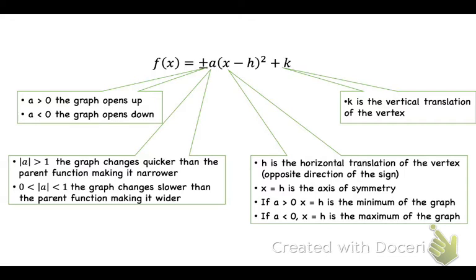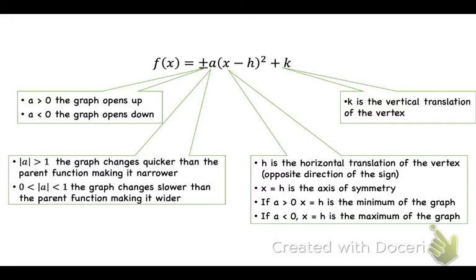What does a greater than 0 mean? Positive or negative? Positive. So when a is positive, it opens what direction? Up. We reviewed that yesterday also, didn't we? If a is negative, it opens what? Down. Okay.